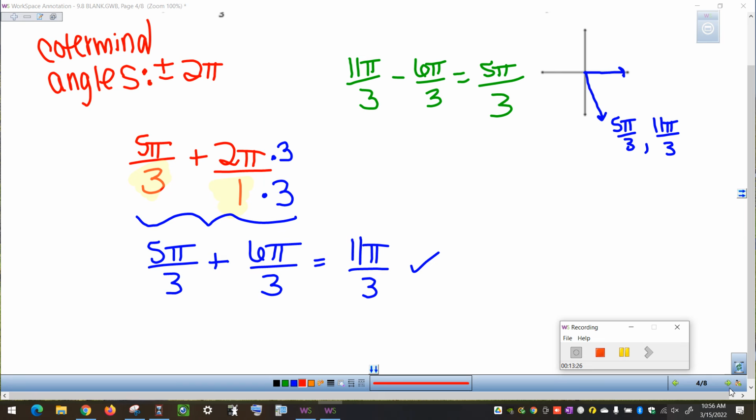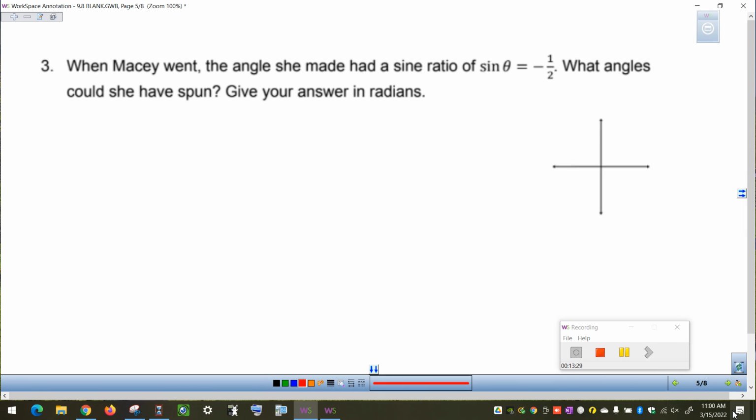All right, the last question here, number 3, it says here that when Macy went, the angle she made had a sine ratio of sine of theta equals -1/2. And we want to figure out what angles could she have spun. And we're going to give our answer here in radians.